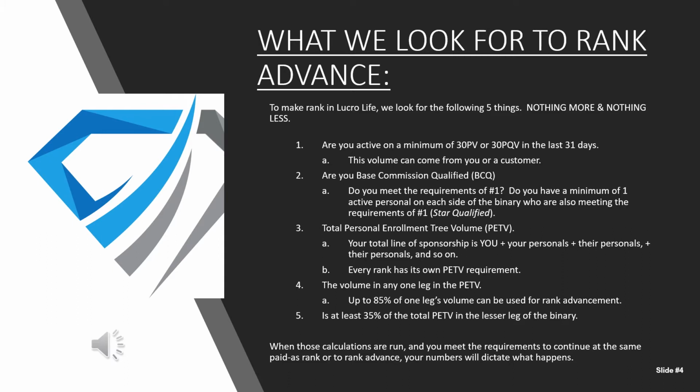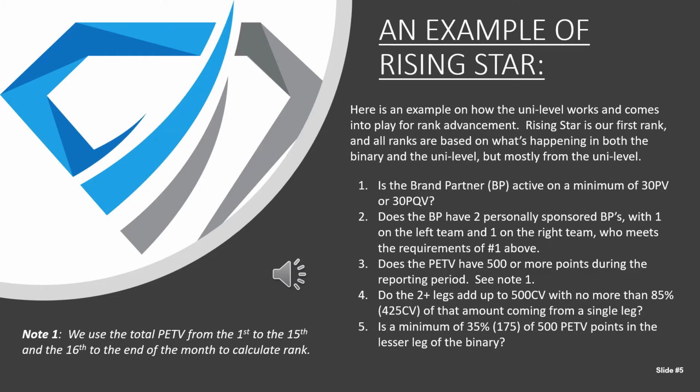So when these calculations are run and you meet the qualifications to continue at the same rank or go to a new paid-as rank, then your numbers are going to dictate what happens. So here's a quick example of rank advancing. In this case, we talked about on the last slide that Rising Star is our very first rank. So here's an example of how the UniLevel works and how it comes into play for rank advancement. Rising Star, again, is our very first rank, and all ranks are based on what's happening in both the binary and the UniLevel, but mostly from the UniLevel side.